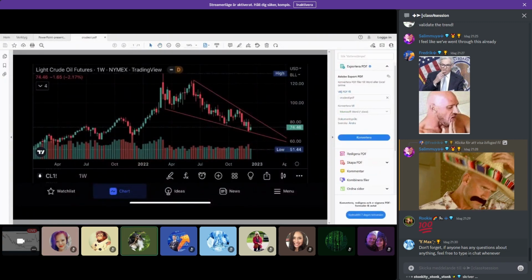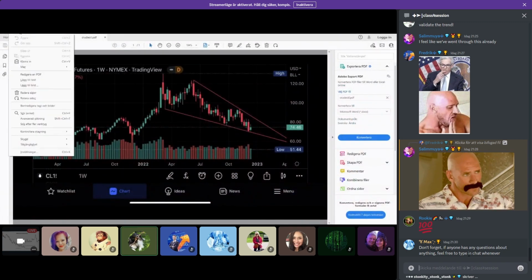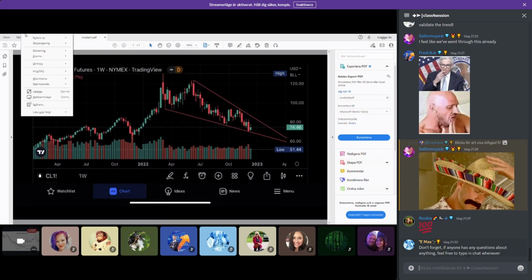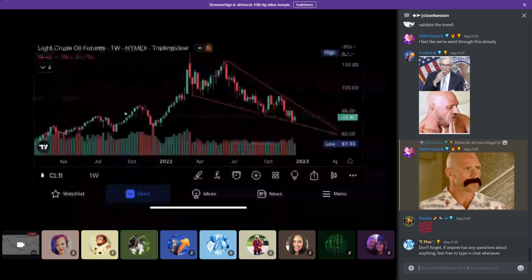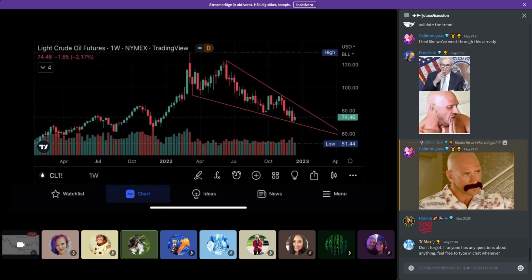So I'm gonna show the picture. Oh, you can see it. I'm just gonna make it full window. Here. This is the example we got from drip, and it's a very good example. If you look here, it's light crude oil futures on the weekly, how we can see this wedge that is playing out.